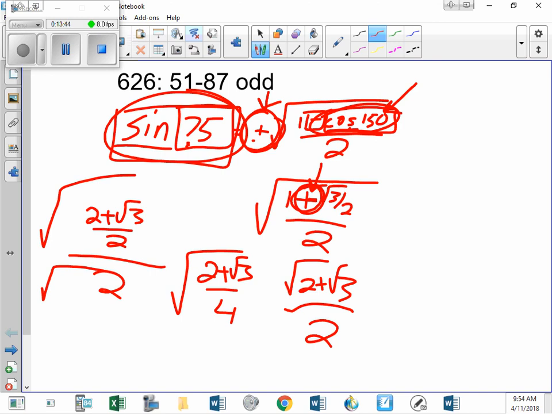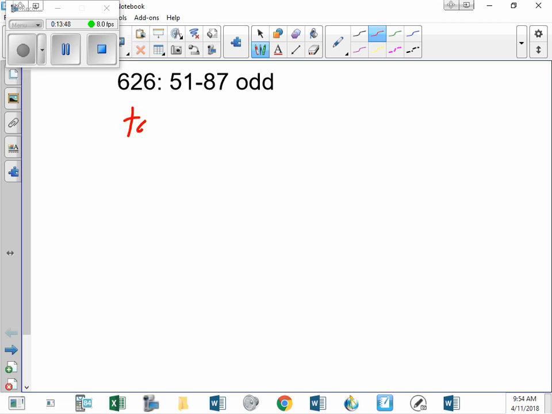Okay, let's do a tangent. Number 58. Tangent of 202.5. So we look at the formula. We have two of them. We can either do 1 minus cosine divided by sine, or sine divided by 1 plus cosine. Okay, so let's do the first one.